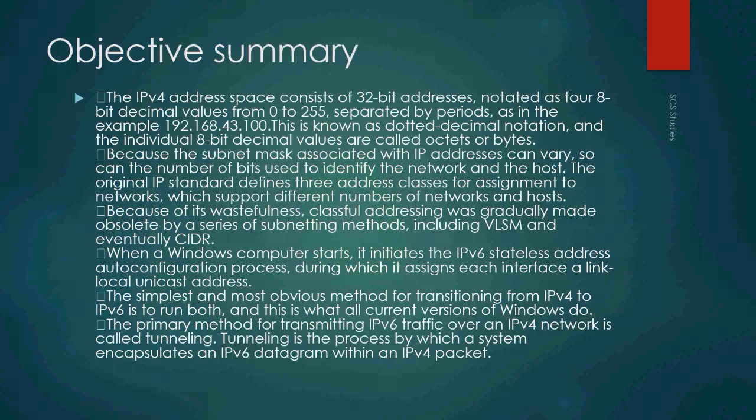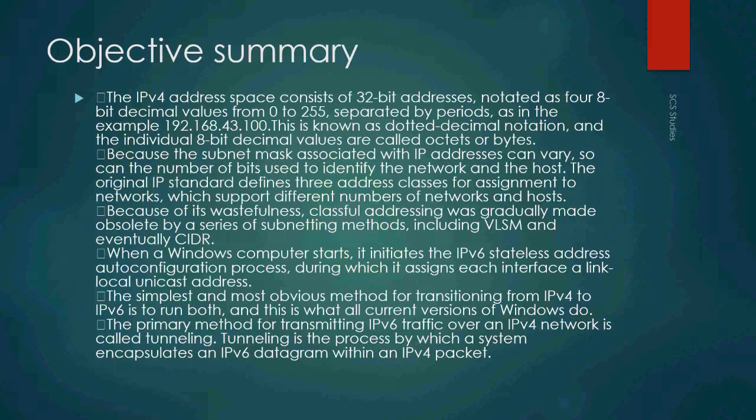So what we have learned, guys, is the objective of today's class. The IPv4 address space consists of 32-bit addresses noted as four decimal numbers from 0 to 255 separated by periods, as in the example 192.168.43.100. This is known as dotted decimal, and the individual 8-bit decimal values are called octets or bytes. Because the subnet mask associated with the IP address can vary, so can the number of bits used to identify the network and its host.